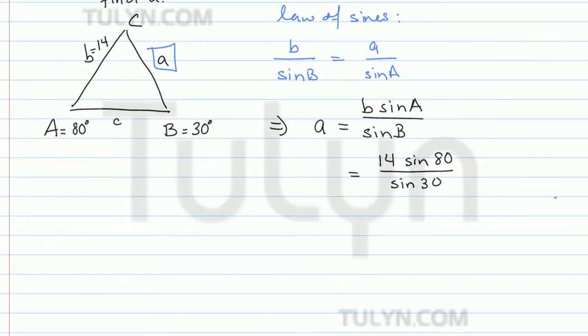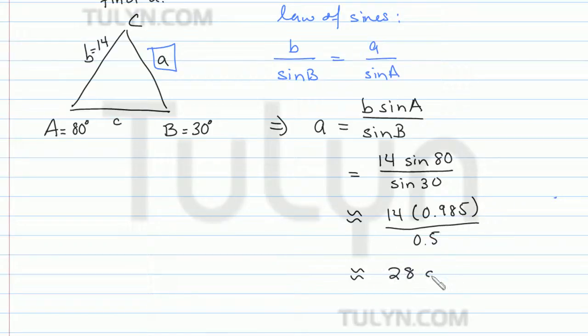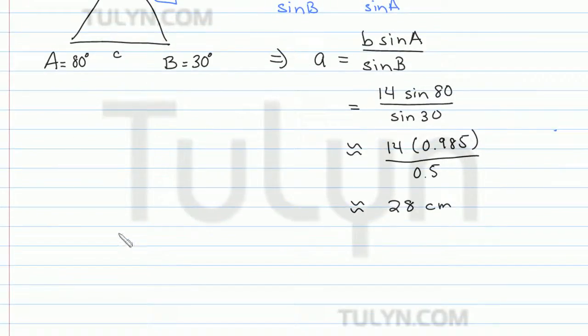So now, plugging these values into your calculator, you can approximate sine of 80 and sine of 30. Sine of 80 approximates roughly to 0.985, and sine of 30 approximates roughly to 0.5. And doing these calculations, this value approximates roughly to 28 centimeters. So we found that a is approximately equal to 28 centimeters using the law of sines.